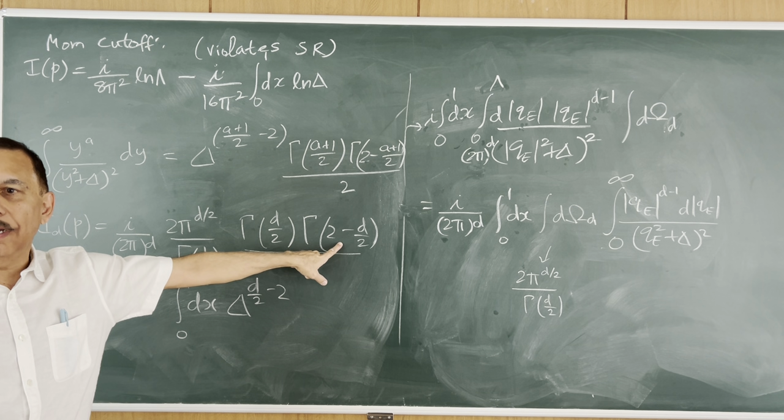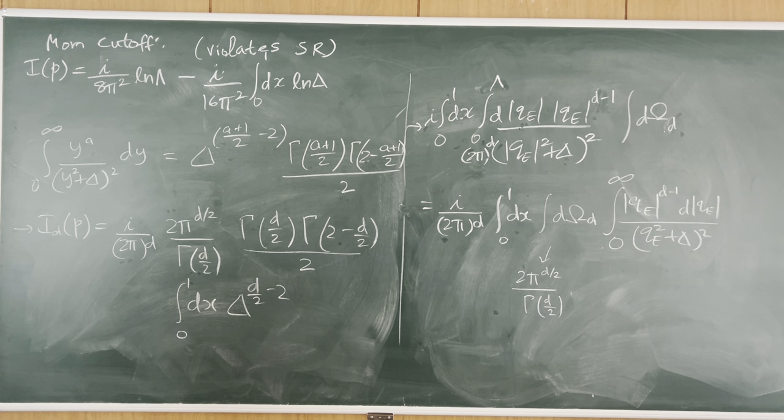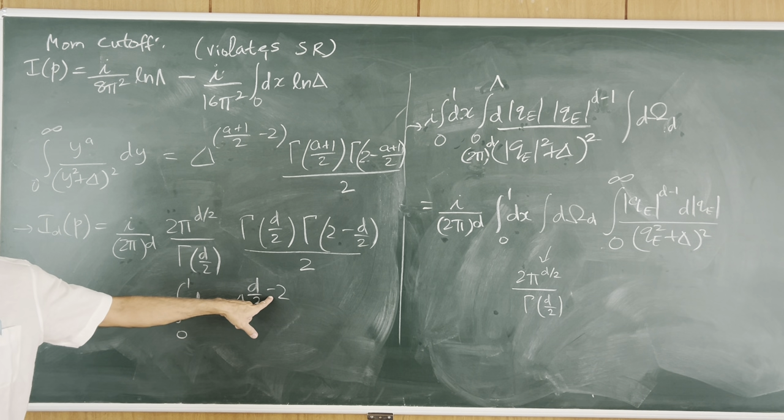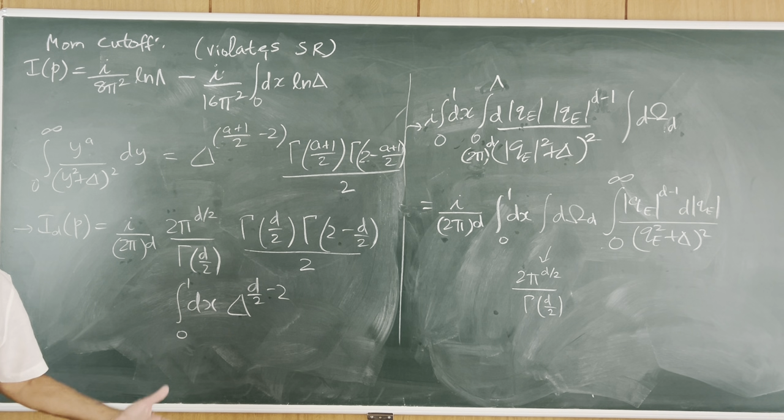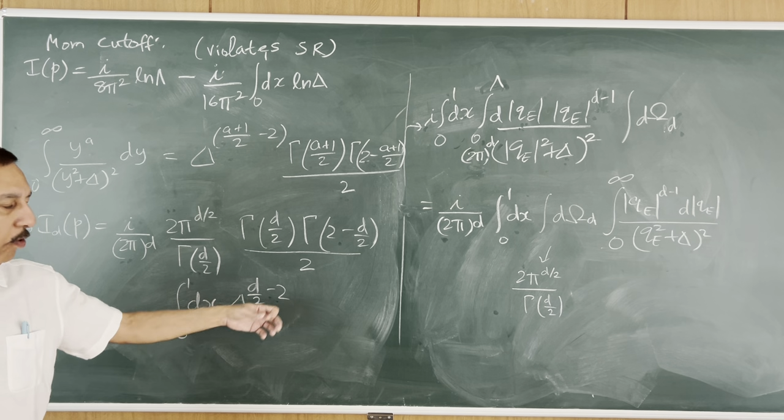But this one becomes gamma of 0. Gamma of 0, as you know, is divergent. Also, this becomes delta to the 0, which would mean that the momentum dependence would disappear. That can't be right. We are calculating a graph to find out its momentum dependence on the external momenta. But exactly at d equals 4, this goes away.